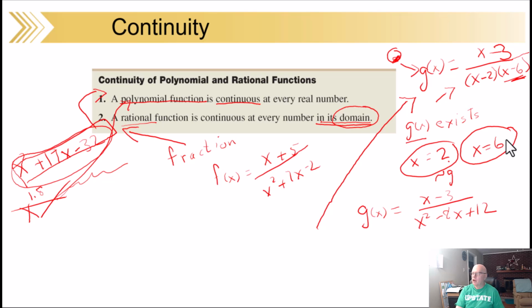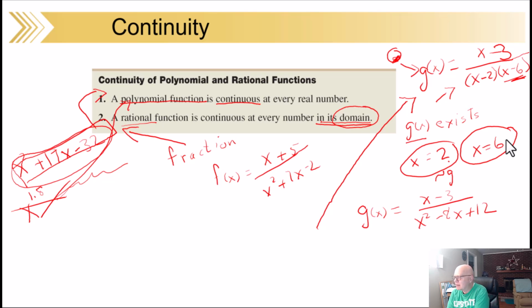Okay, so I hope you get an idea. All polynomial functions are continuous everywhere. Rational functions are continuous almost all the time. If you look at the denominator, figure out where that rational function is not continuous. That's what you need to know about continuity.